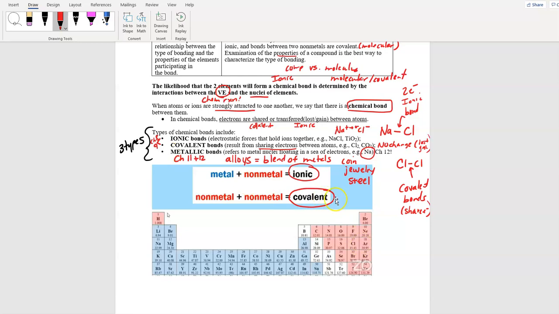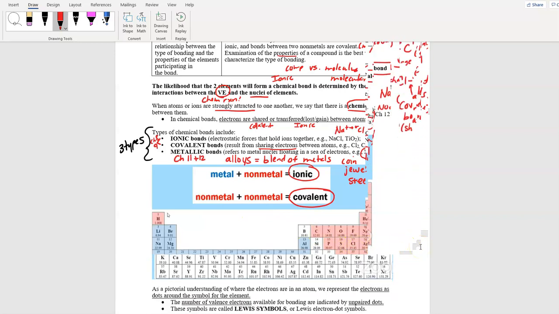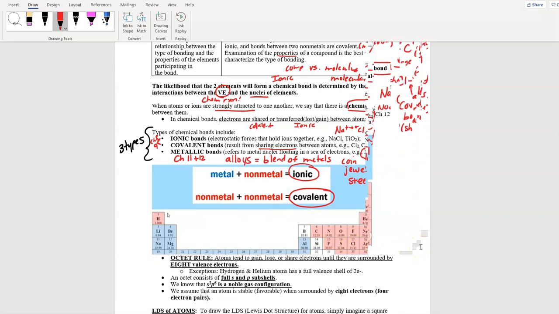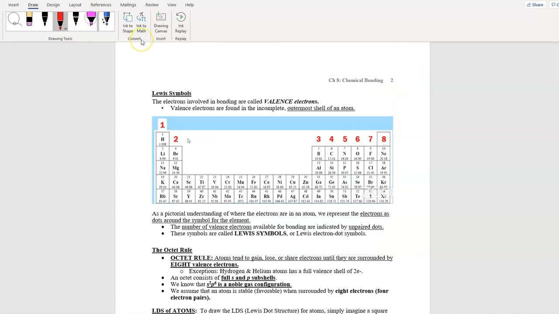So metals and nonmetals, we already know where metals and nonmetals are. Nonmetals and nonmetals, covalent bonding, okay? Now we got Lewis structures, okay? Valence electrons, we already know valence electrons, those outer shell electrons, the hardest working electrons. So in these valence electrons, what usually happens is you have an incomplete orbital, which means you're missing electrons.